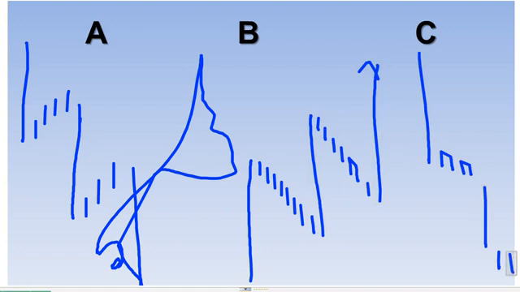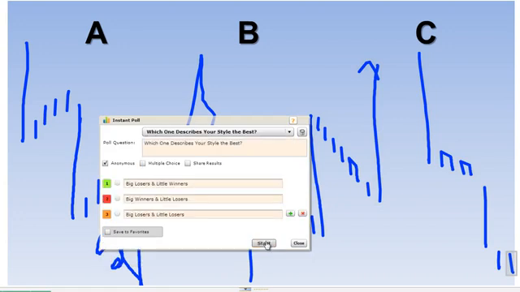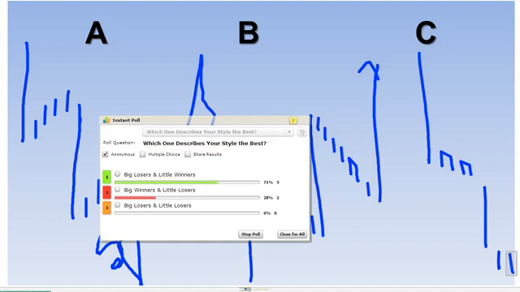So what we're going to do is one more poll really quickly on the Insta poll here, and I'm going to ask you what style are you? Which describes your best style? Do you have big losers and little winners, which is style 1? Or do you have big winners and little losers, which is style 2? Or do you have big winners and big losers and little losers? All right, we'll do a 7-second countdown. 7, 6, 5, 4, 3, 2, 1.